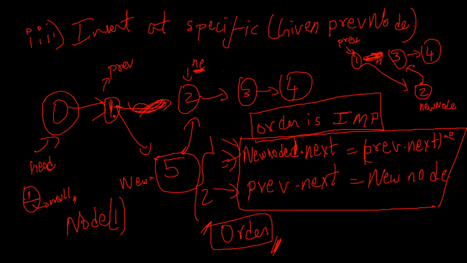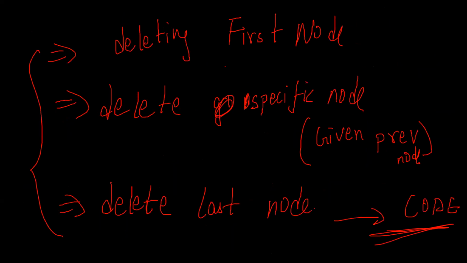Okay, let's go to delete. So this is the homework which was given: deleting the first node, deleting a specific node given the previous node, deleting the last node. These are very simple. So first of all, let's talk about deleting the first node. Guys, I'm talking about this, and then later on I'll code these 6 functions.